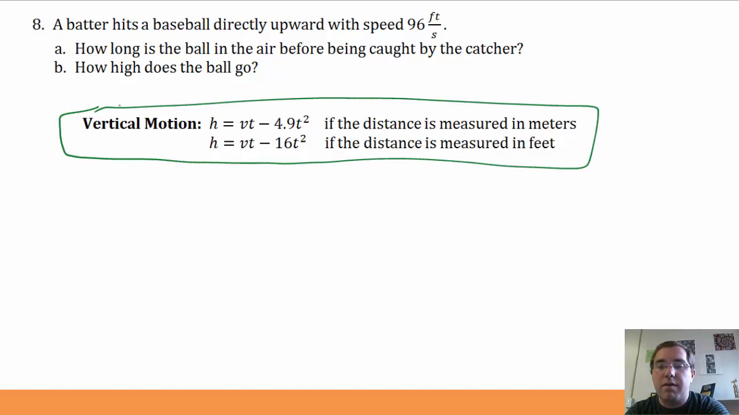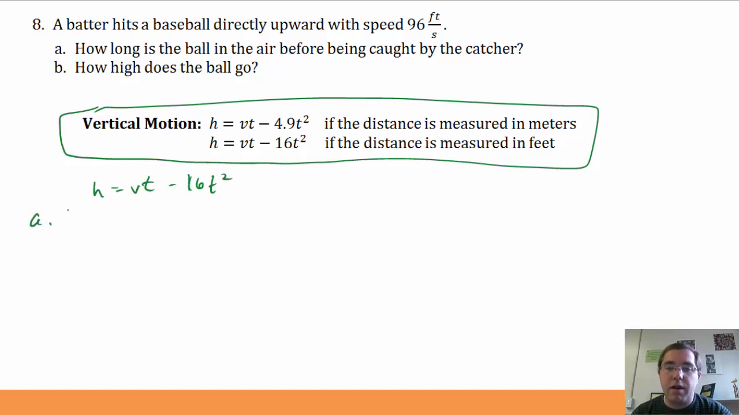h equals vt minus 4.9t squared if the distance is measured in meters, and h equals vt minus 16t squared if the distance is measured in feet. You may or may not have seen those in physics class. Those 4.9 and 16 are the only differences between those two equations, and those come from the acceleration due to gravity. So, we have feet per second, so we're going to use the second one, h equals vt minus 16t squared, because our distance is measured in feet.